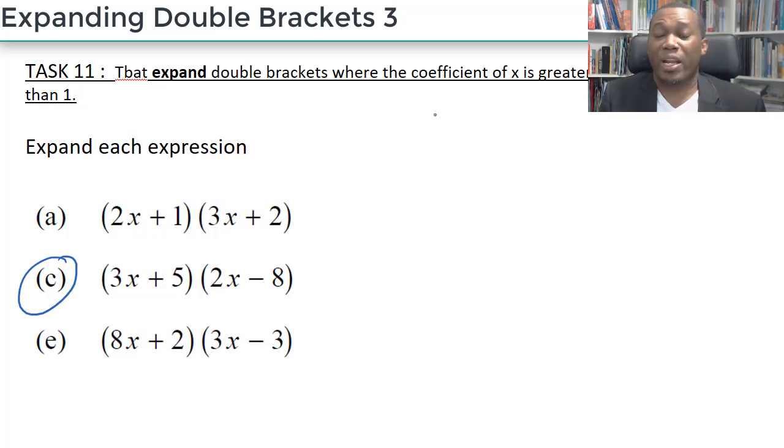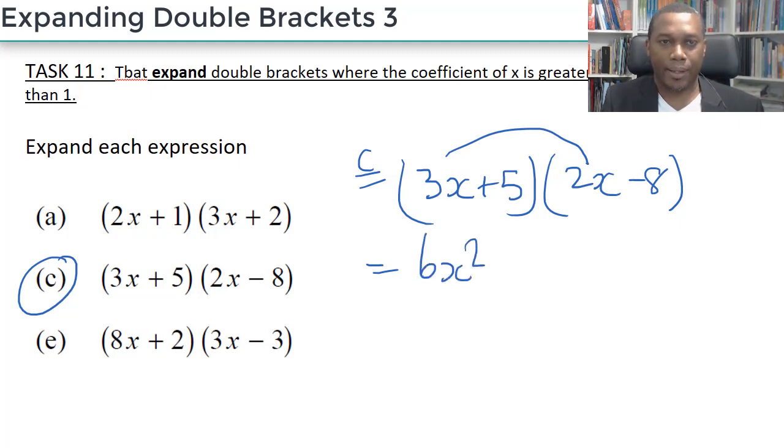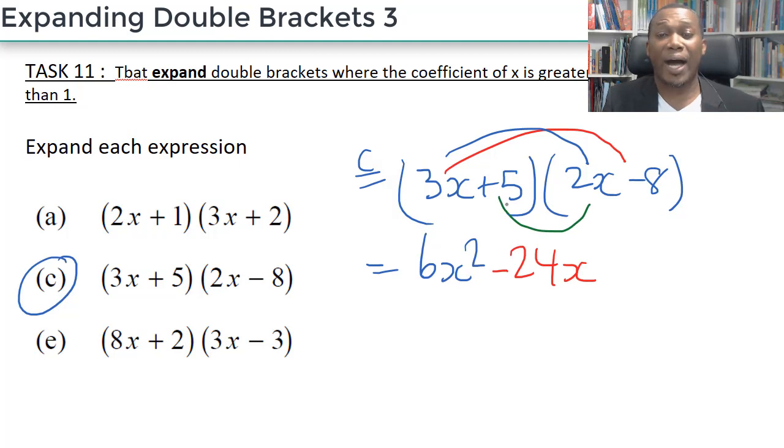So I'm writing. You're writing down. You're showing all your working. So what do we have? We have 3x plus 5 multiplied by 2x take away 8. This is C. And what would I do? 3x multiplied by 2x. 3 2s is 6. x times x is x squared. So 6x squared. Then I have 3x multiplied by minus 8. Minus 8 times 3 is minus 24, and then it's 3x, so minus 24x. The third multiplication, plus 5 multiplied by 2x, to give you positive 10x.